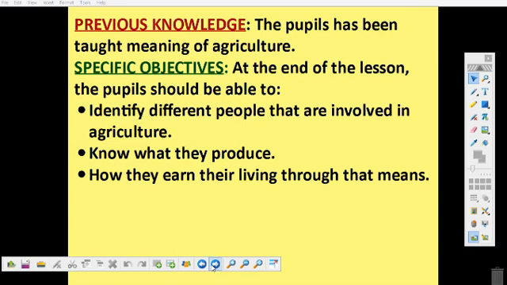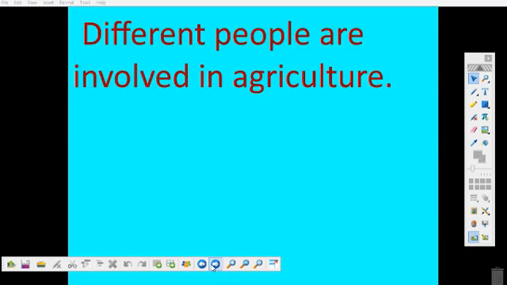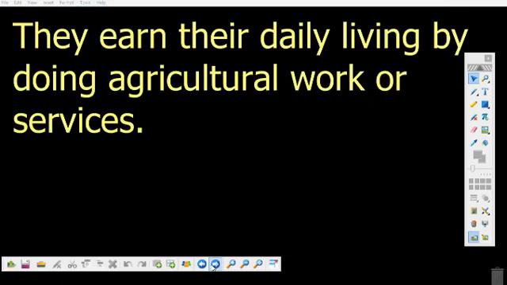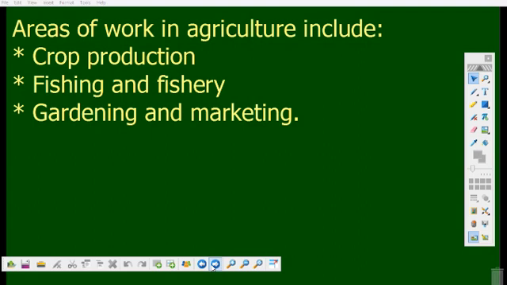Let's take our first objective by looking at different people that are involved in agriculture. Different categories of people are involved in agriculture. They earn their living by doing agricultural work or services, through rendering service or through agricultural work. Areas of work in agriculture include crop production, fishing and fishery, gardening and marketing.